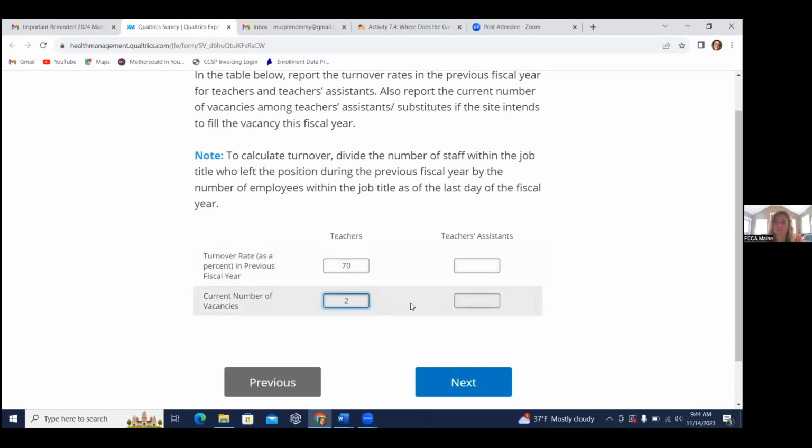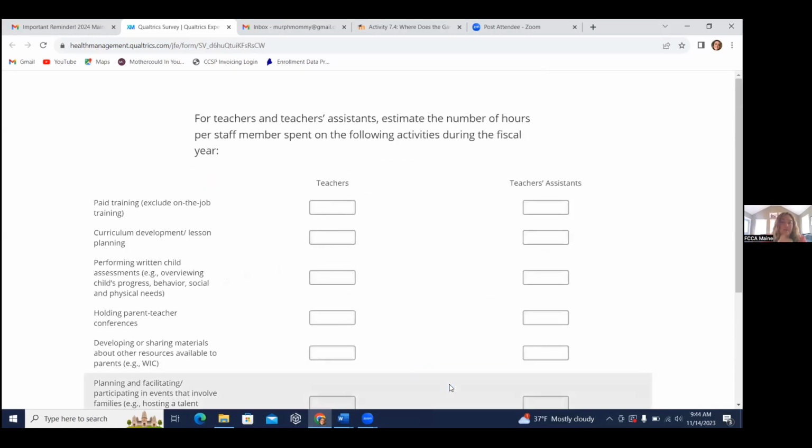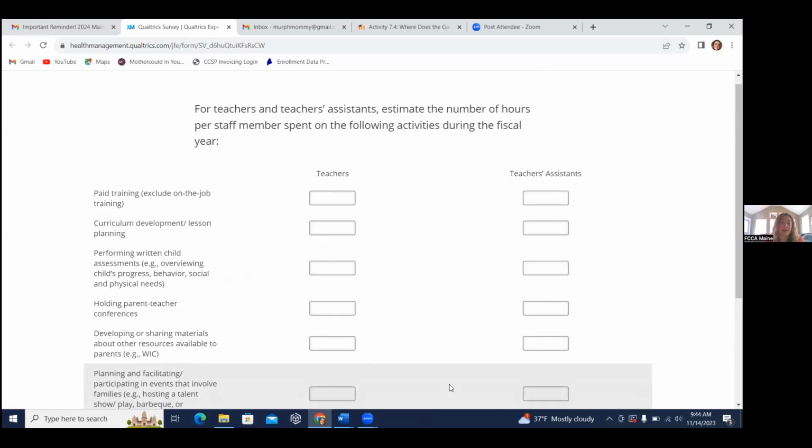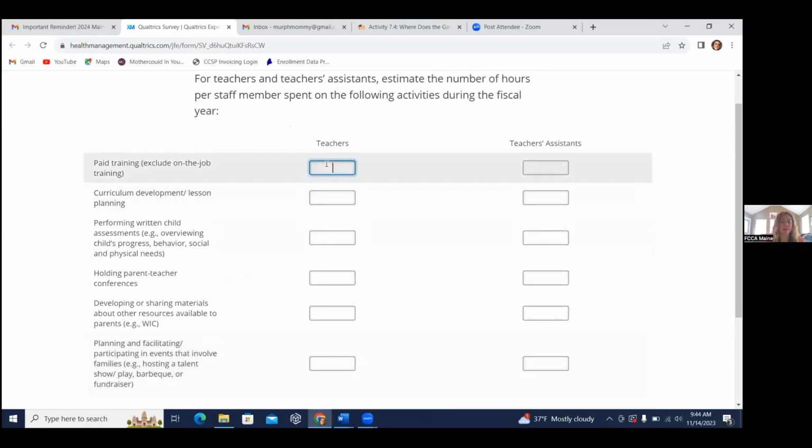Well, and they differentiate between teachers and teachers' assistants. So maybe like 54 of one left and then 70 for teacher assistants. And then maybe we'll do 2 and then we filled that teacher. So we're just gonna do it like that. So we'll do 0. So for teacher staff, now you're gonna estimate the number of hours, and they do teachers and teachers assistants. We're gonna say they do a Maine Roads to Quality class. So we're gonna do 30.